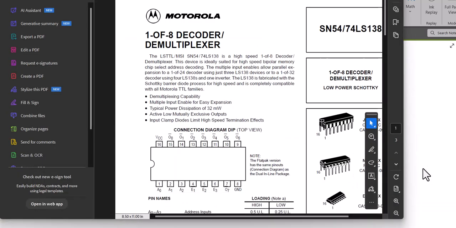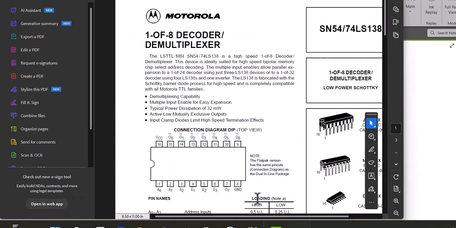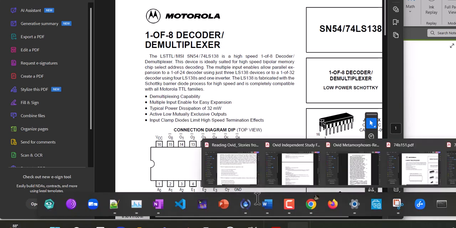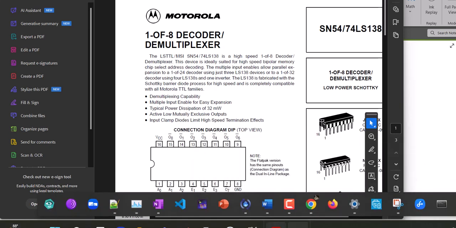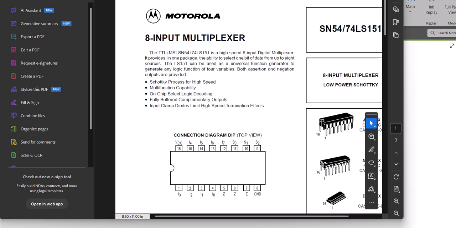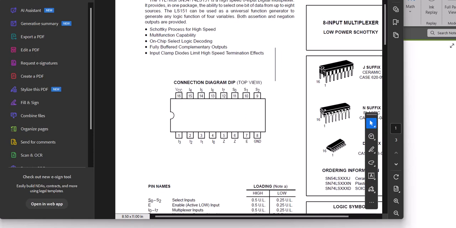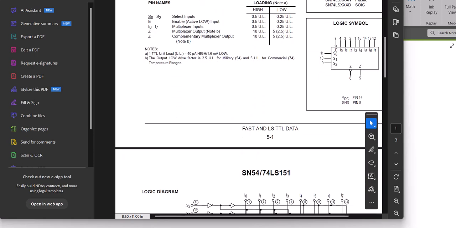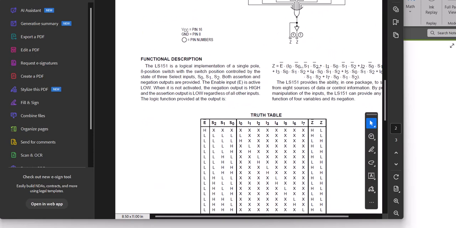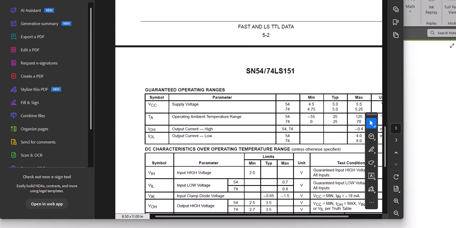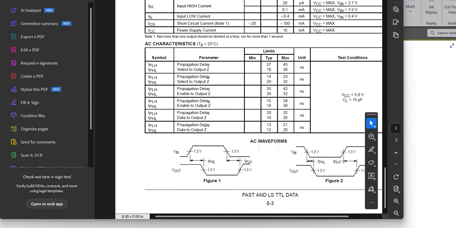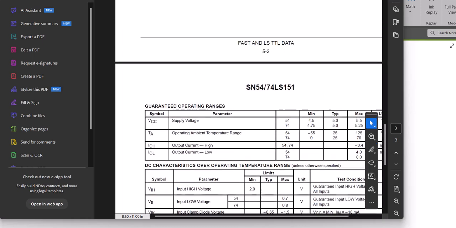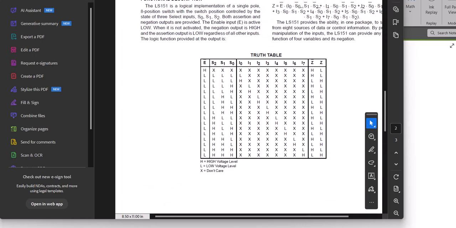So here that's the demultiplexer. We want the multiplexer. The multiplexer is chip 74151. And you want to be careful and look at the truth tables for these. Here we go, here's the truth table.